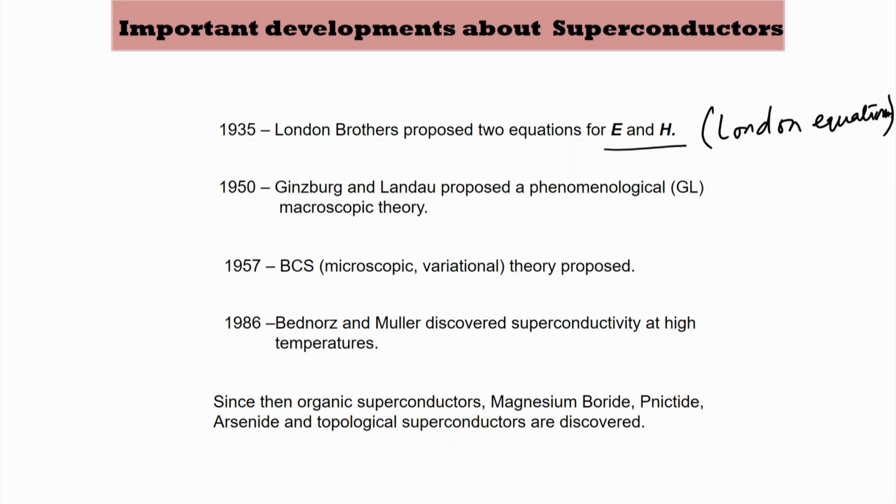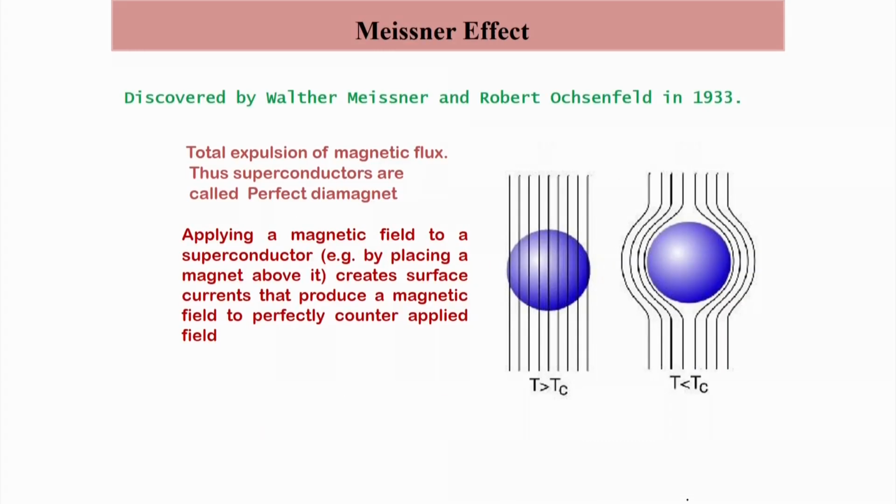In 1986 Bednorz and Muller discovered superconductivity at high temperatures, and then there are a lot of others, like the iron based superconductors, which are called the pnictide superconductors. They are being discovered, including magnesium diboride and the arsenides, and now one is talking about topological superconductors. So, pictorially, what happens in the Meissner effect? We will do all these calculations as we go along.